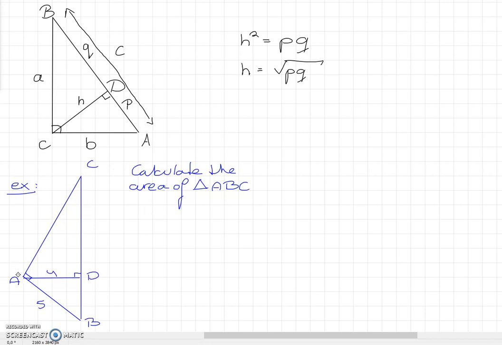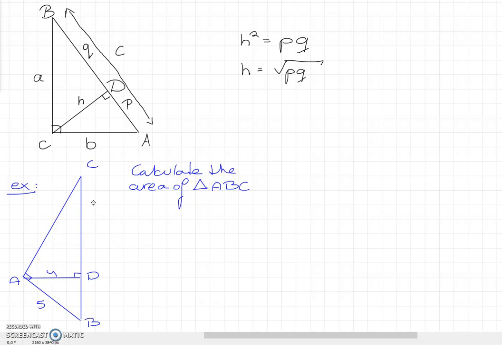We have right-angled triangle ABC, and we want to calculate the area of this triangle. In order to calculate the area, we need at least a base and an altitude, so AB and AC would suffice, but also AD and BC, with BC being the base and AD the altitude belonging to that.